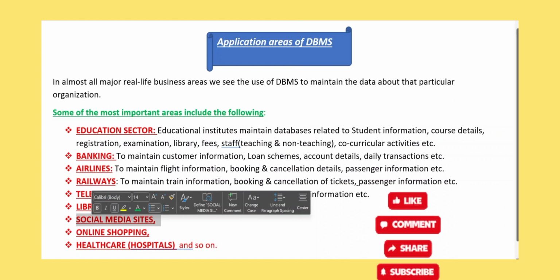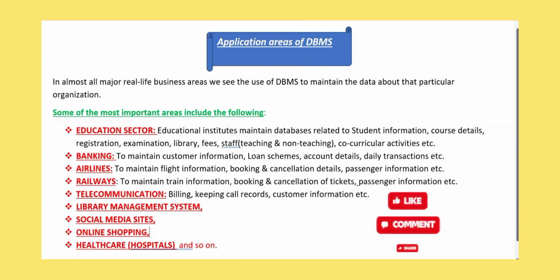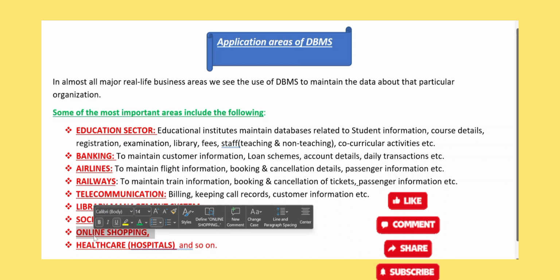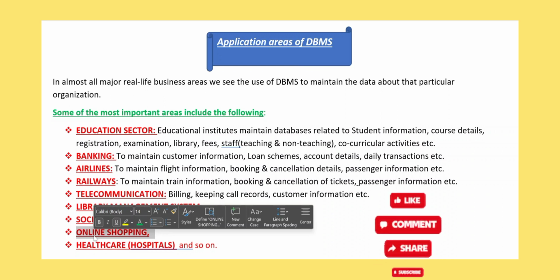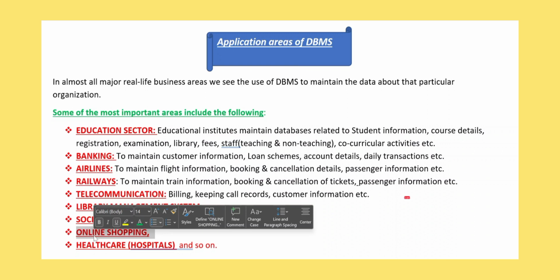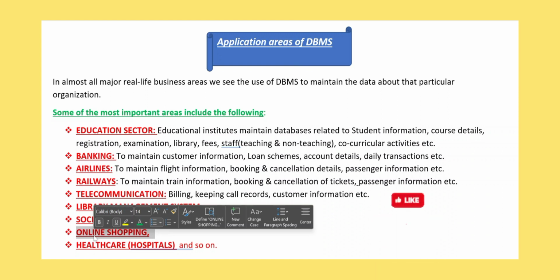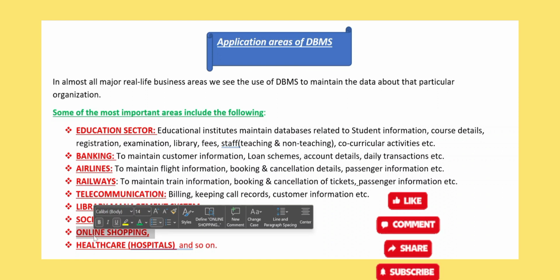Next is online shopping. Online shopping nowadays is a very familiar word. Whenever we are doing online shopping, it also maintains the complete record of the things. Everything is displayed there on that particular platform, and details about everything are maintained. Customer records, their payment records, and if they are returning any product, everything is maintained in electronic form, and that is becoming very convenient nowadays.